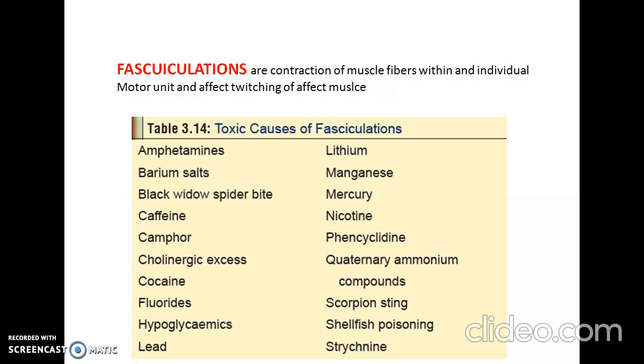Some of the agents in toxic doses which can cause fasciculations include amphetamine, barium salts, black widow spider bite, caffeine, camphor, cholinergics in excess, cocaine, fluorides, hypoglycemics, lead, lithium, manganese, mercury, nicotine, phencyclidine, quaternary ammonium compounds, scorpion sting, shellfish poisoning and strychnine.